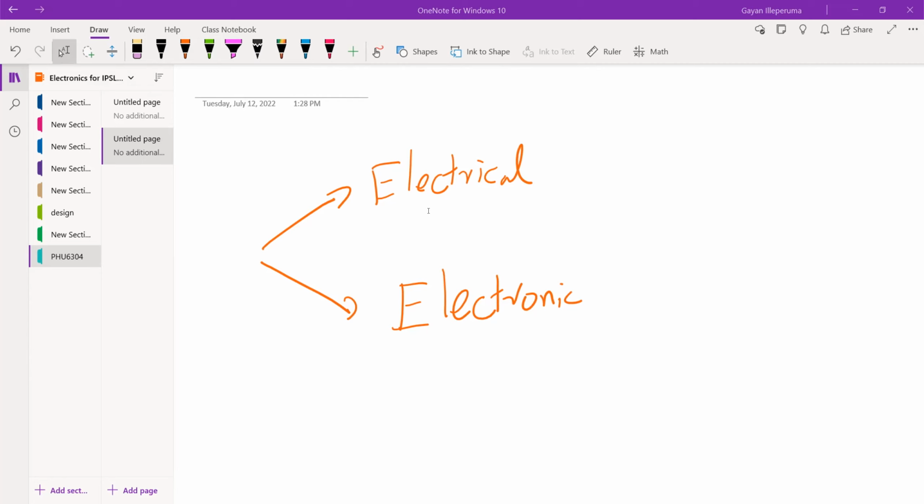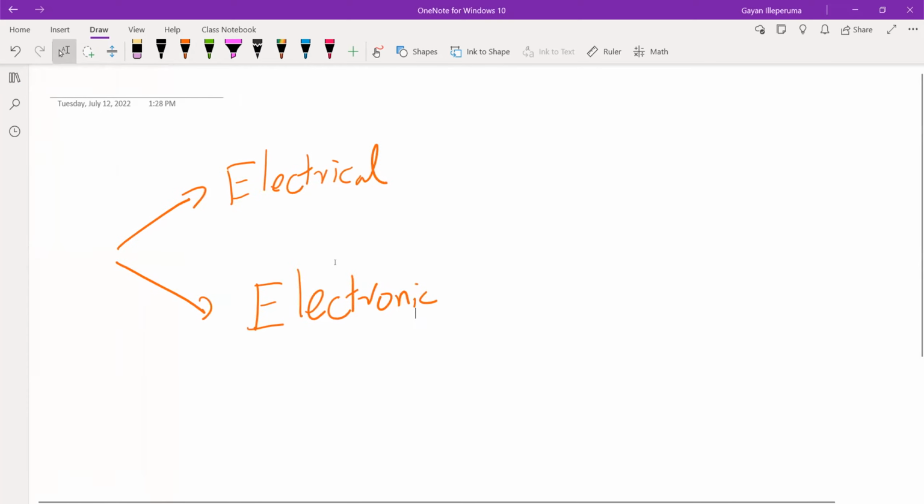Electronic devices mainly depend on the flow of electrons and also digital circuits, and electrical devices mainly depend on the electrical power and also analog circuits. You are close to a certain extent but not exact. We'll ask someone else. Prasad, what about you?